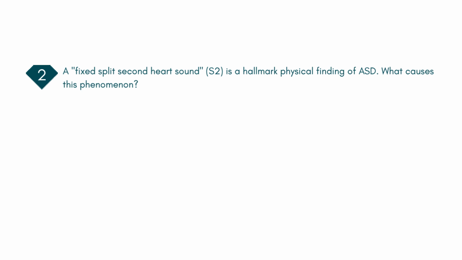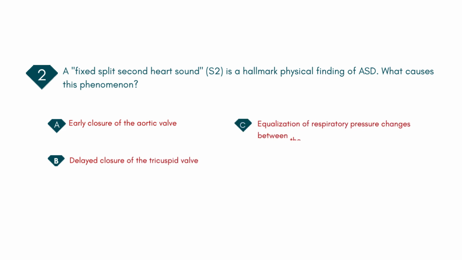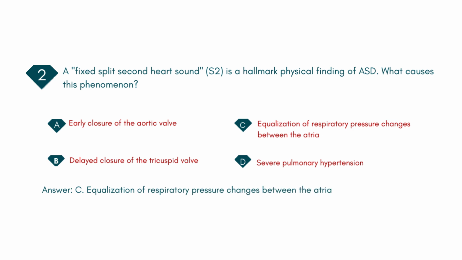What causes this phenomenon? A. Early closure of the aortic valve. B. Delayed closure of the tricuspid valve. C. Equalization of respiratory pressure changes between the atria. D. Severe pulmonary hypertension. Answer: C. Equalization of respiratory pressure changes between the atria.